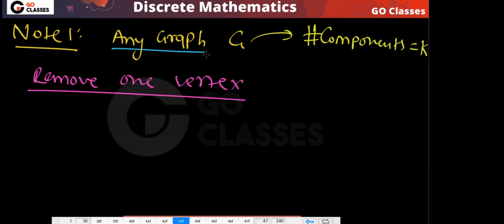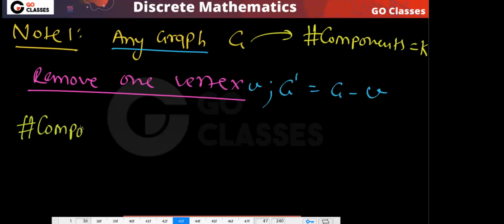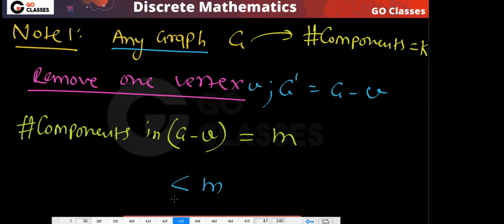You have any graph G, remove one vertex. Basically, you get a new graph G dash. This is G minus V, removing one vertex V. So what can you say about the number of components in G minus V? Let's assume that is M. What can you say about the range?